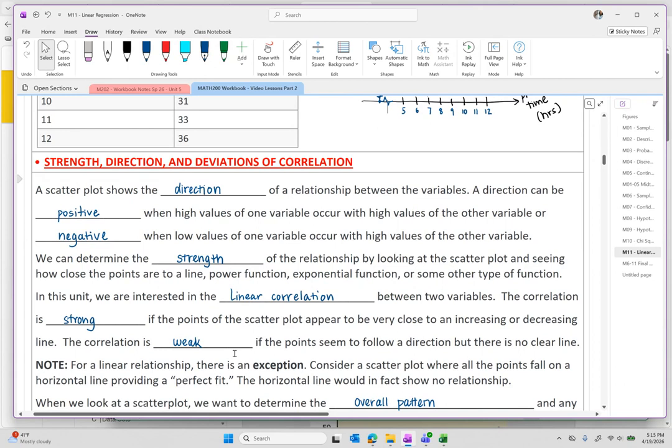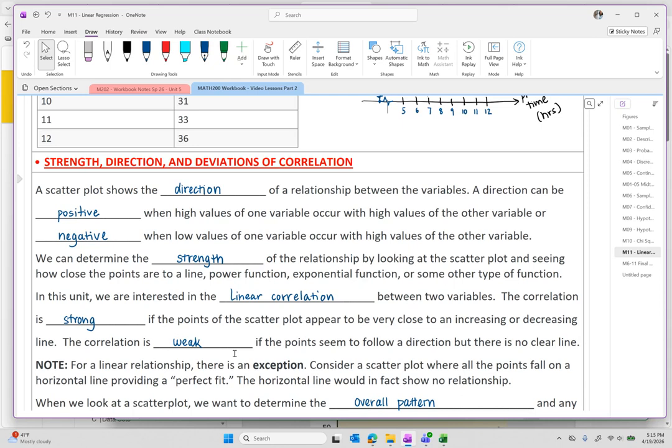First, we want to look at the direction of the relationship between the variables. It could be positive or it could be negative. Positive is when, as the independent variable increases, also the dependent increases. So high values of one variable occur with high values of the other variable. Negative will be when, as the independent variable increases, the dependent variable decreases. So low values of the one variable occur with high values of the other variable.